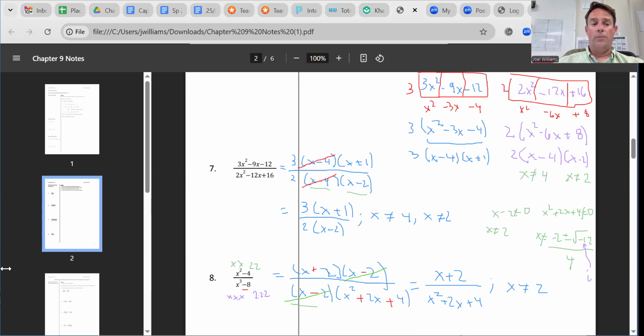All righty, friends. So kind of gives you an idea there. That's what we're doing. We're simplifying rational expressions. They're not too terribly bad. They do take a little bit of time because there's going to be a lot of factoring involved. And you're going to find that as we go through this whole chapter. There's going to be a lot of factoring.